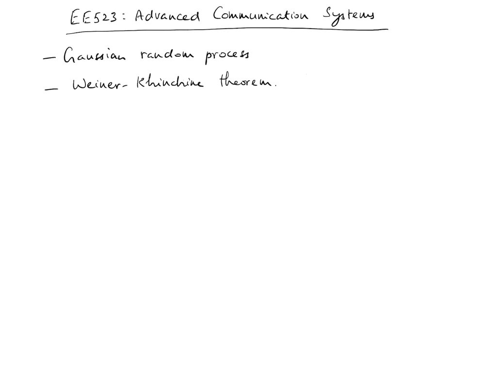Okay, what does the theorem say? It says that the power spectral density GV of F is the Fourier transform of the autocorrelation function RV of tau. Or conversely, we can say that the autocorrelation function RV of tau is the inverse Fourier transform of the power spectral density GV of F. So that's the Wiener-Khinchin theorem, and based on that we obtain some properties of the power spectral density as well as the autocorrelation function.